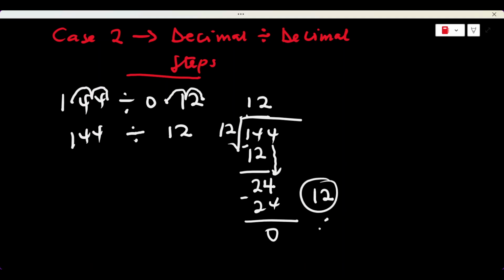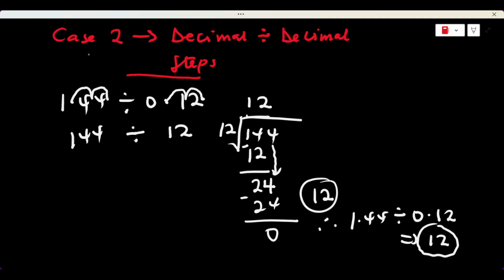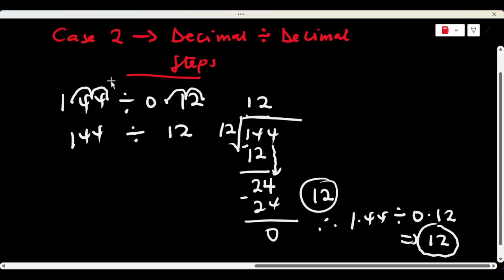And therefore 1.44 divided by 0.12, the answer is what? 12. I hope that is clear as well. All right, so let's move a step further to look at another example.